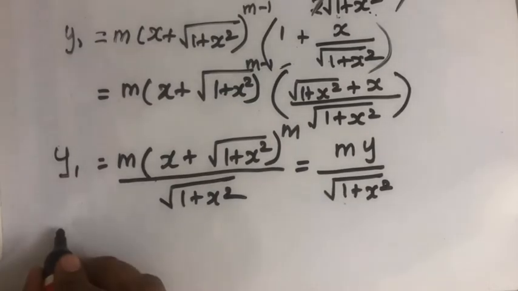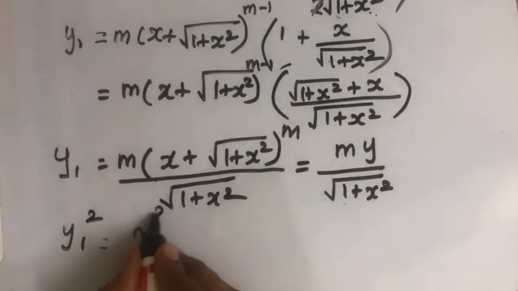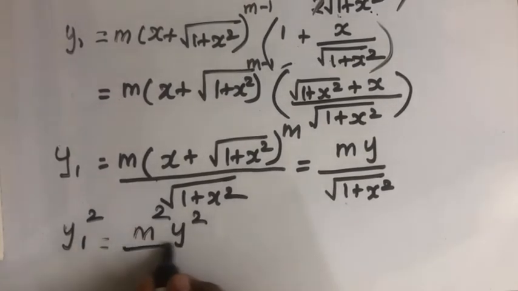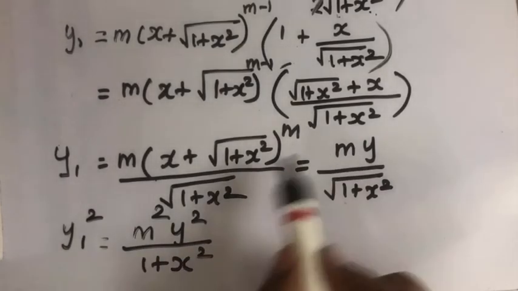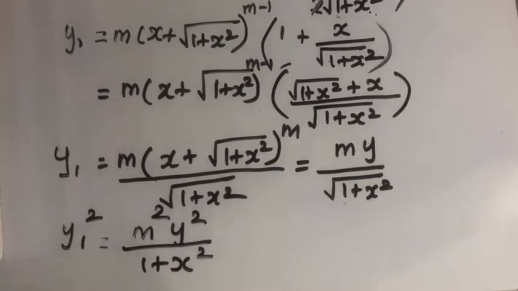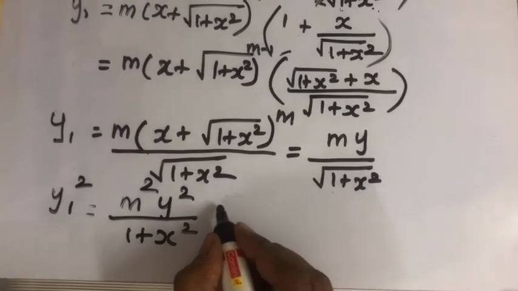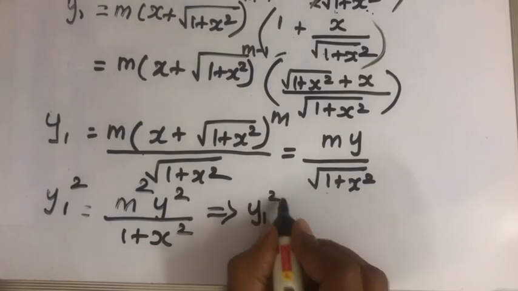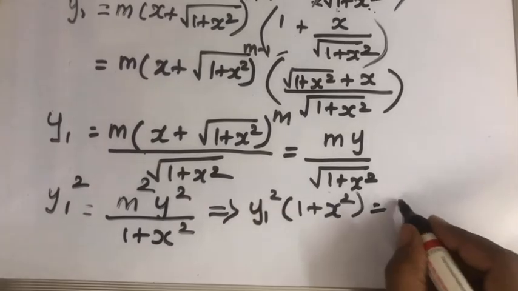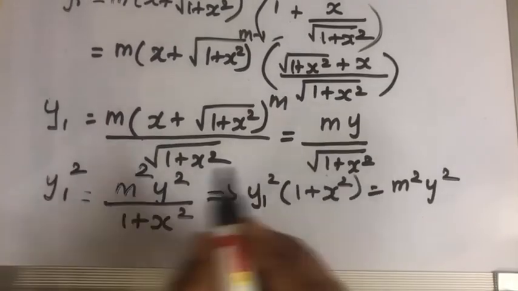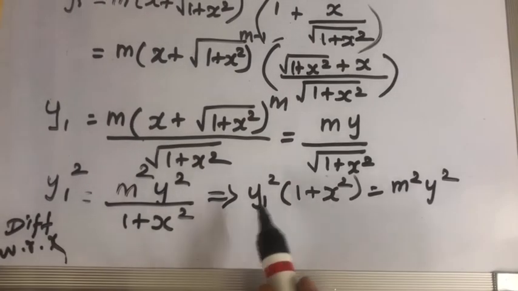So I find y1 square. y1 square is m square y square divided by 1 plus x square. Isn't it? When we square y1 we get m square y square. Here in the denominator the square root goes away. It is 1 plus x square. So that implies y1 square into 1 plus x square is equal to m square y square. Now we'll differentiate this with respect to x. We differentiate this as it is.